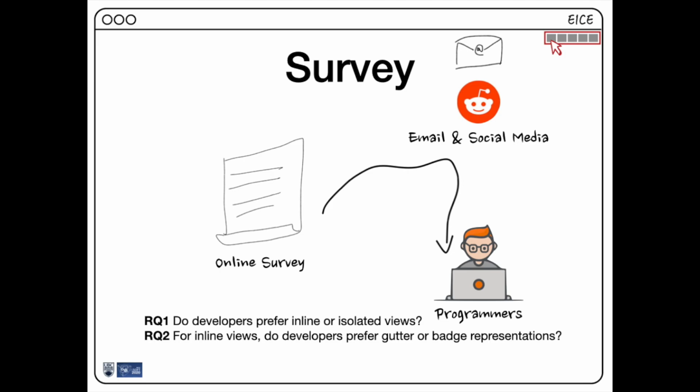For each task, they were given two visual representations created by our prototypes. They were asked to choose their preferences and give rationales. The goal of the survey was to answer two main research questions. Do developers prefer inline or isolated views? For inline views, do developers prefer gutter or badge representations?